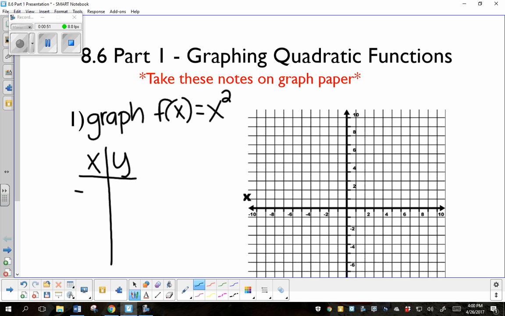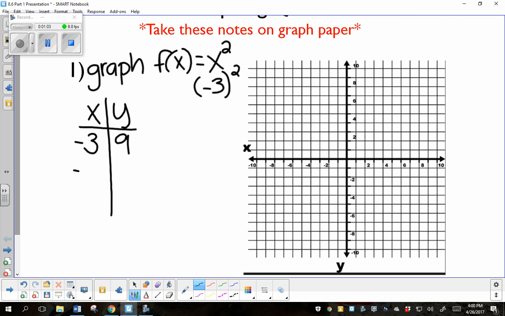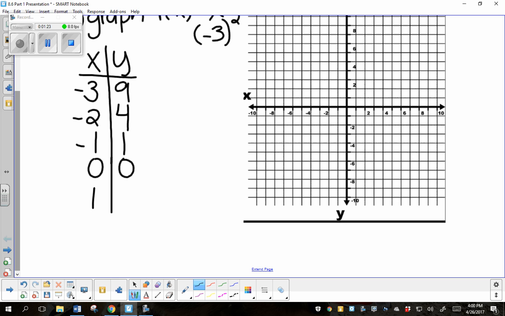So let's plug in -3 for x. That means we're doing -3 squared. So -3 times -3 is 9. So let's keep going. We're going to plug in -2 for x. -2 squared is 4. Let's plug in -1 for x. -1 squared is 1. Let's do 0. So 0 squared is 0. 1. 1 squared is 1.